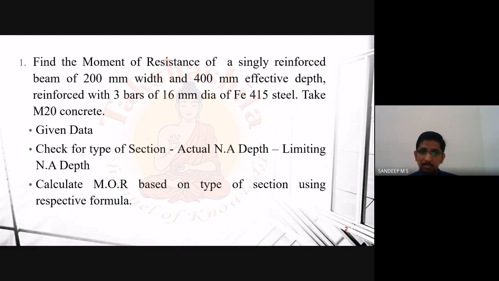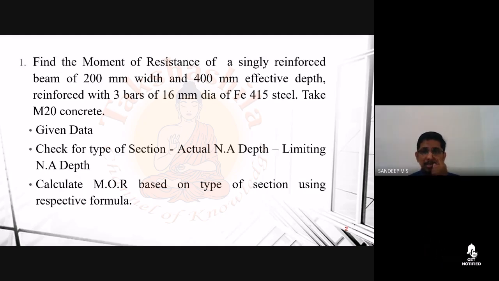AST means the area of steel provided in the tension zone. It is mentioned that we have 3 bars of 16 millimeter diameter. Therefore, your AST will be equal to 3 times pi by 4 into 16 square. Then we have the Fy value, Fy is 415. Then we have the FCK value also, that is 20. So these are the basic data given in this particular question.